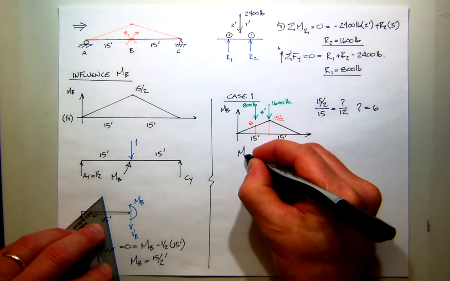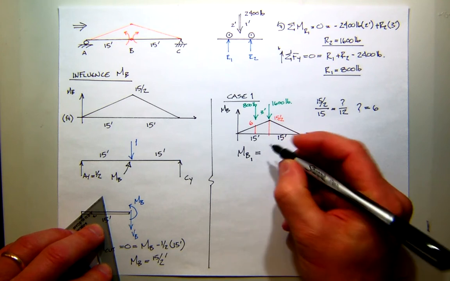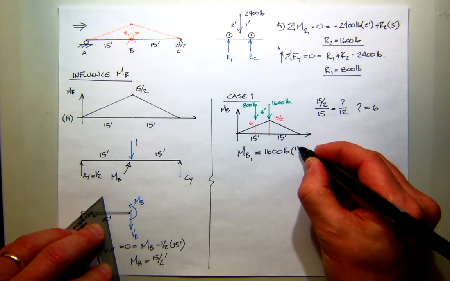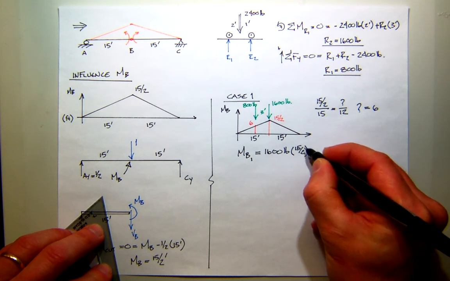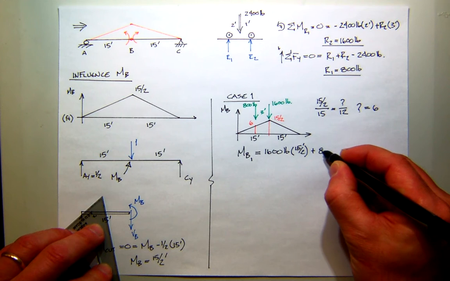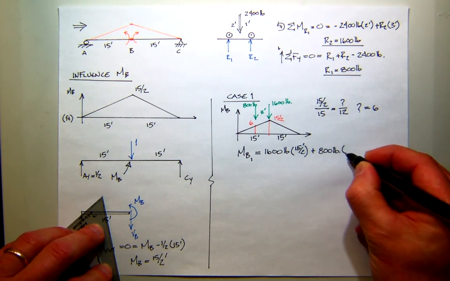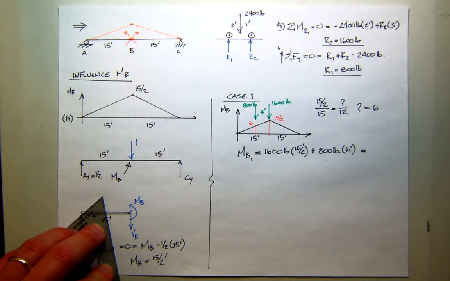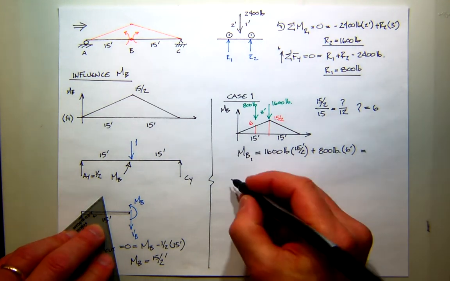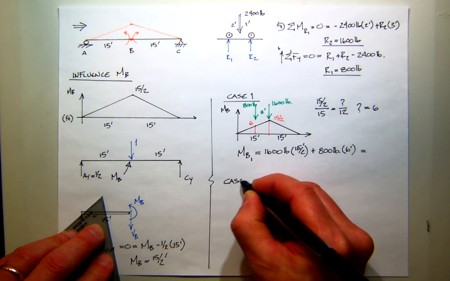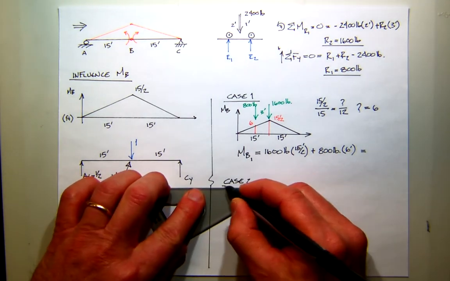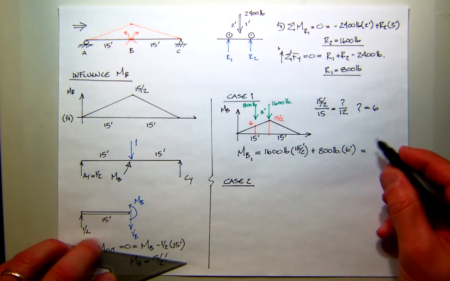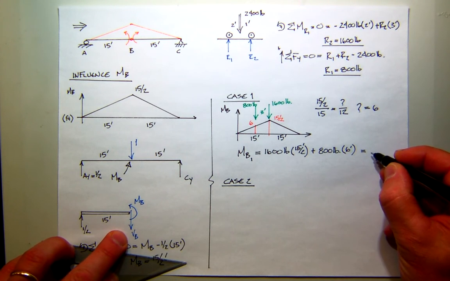So now the maximum moment at B, I'll say for case 1, will be the 1,600-pound force times 15 over 2, and that's feet, plus the 800-pound force times 6 feet. So what's that equal to? Somebody help me out. And while you guys are calculating that, I'll go ahead and make some notes for the second case that we're going to work. Anybody get this value? 16,800 pound feet.